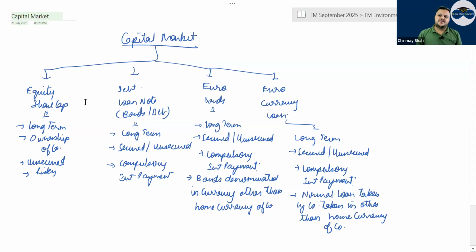Euro bonds are generally bonds which are issued in what? Tell me. Currency other than the home currency. It's not euro bonds, correct? Euro currency loan means you are giving loan in what? Tell me. Or you are taking a normal loan by a company in a currency other than the home currency, right? Then coming to the money market.